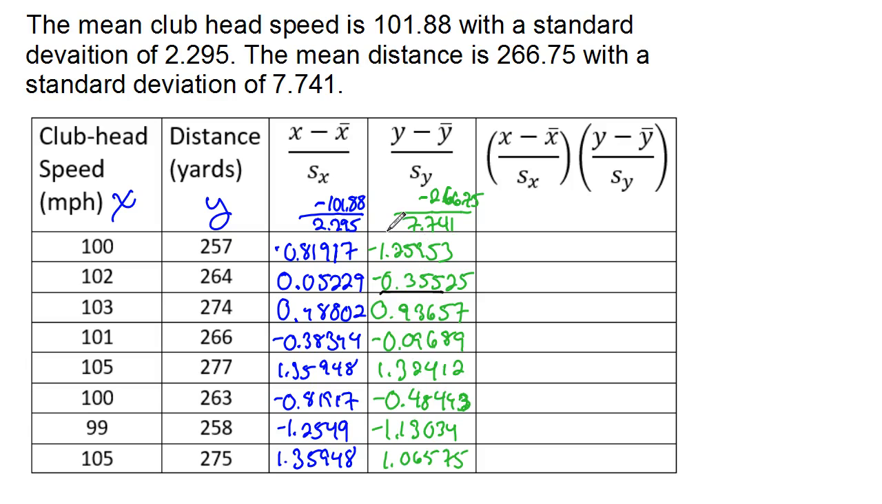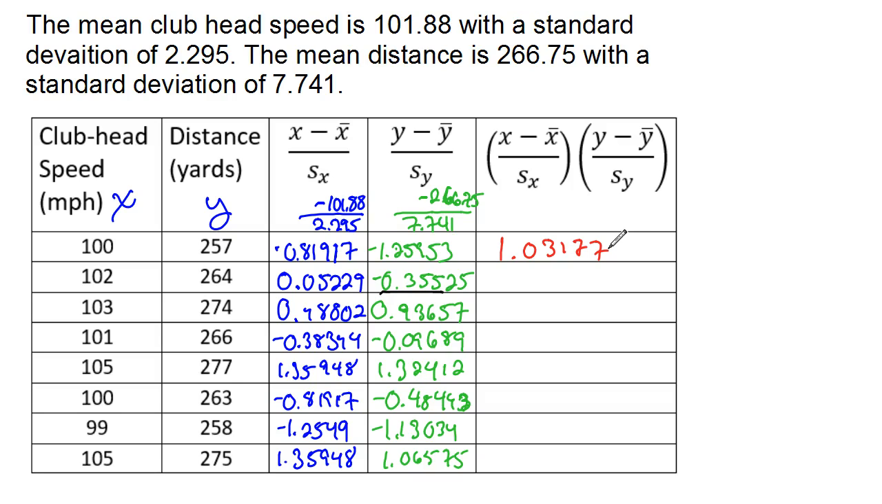Okay, so I've completed filling in this column. What we're going to do at this point is take this negative 0.81917 and multiply it by the negative 1.25953. So we're going to take these two and multiply, and I get a 1.03177.